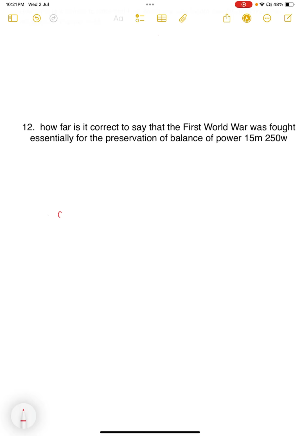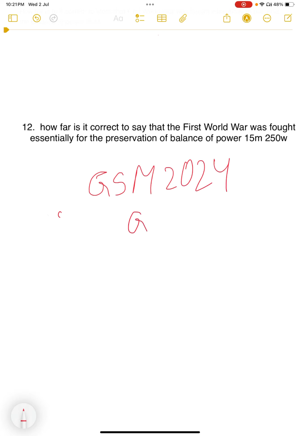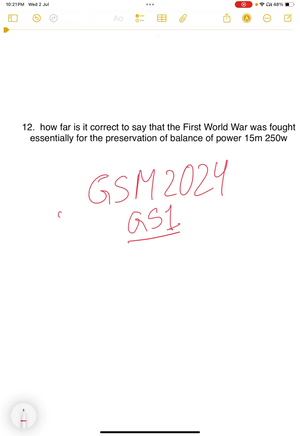Today we are discussing another question from General Studies Mains 2024, a previous year question from General Studies paper 1. General Studies paper 1, question number 12 is essentially a question from the First World War, world history. After a gap of many years, UPSC is again asking questions from world history, particularly the First World War, which is an important topic within world history.